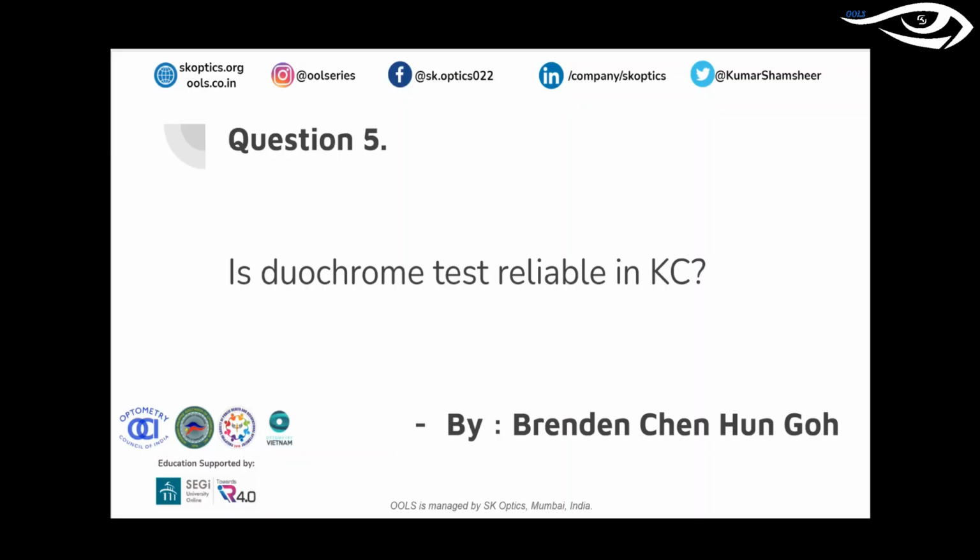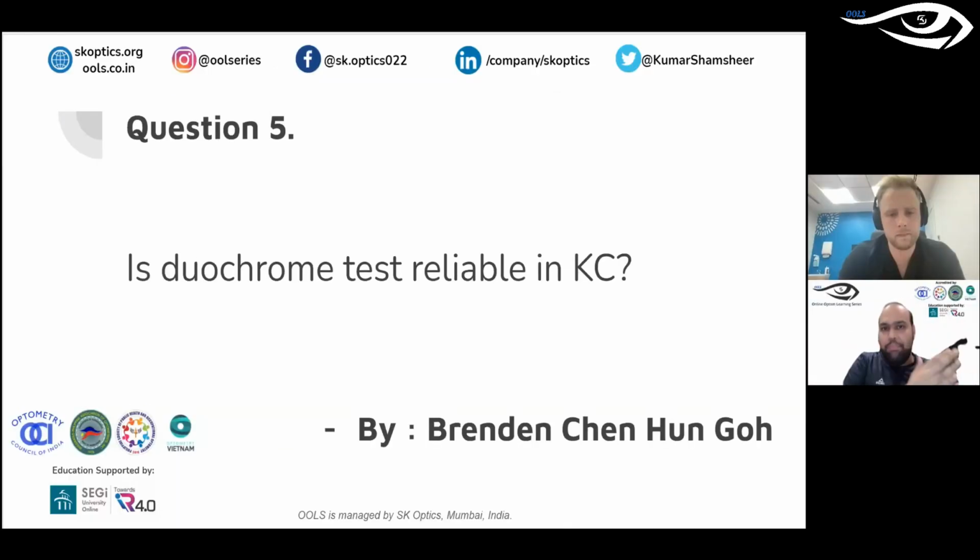Thank you so much. I think that's really important, and topography can give you a lot of clues. So the axial map is the map which we look at for getting the axis, and we use the steep meridian axis. That would be something which we will be focusing on. Any thoughts on the duochrome test? Does it work well, or you don't prefer to use it?